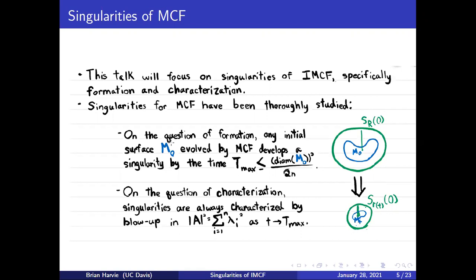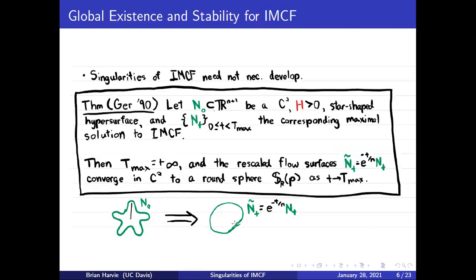So these are the two results to keep in mind for mean curvature flow. You always have singularities forming in a prescribed time interval, and they're always characterized by blowup in at least one of the principal curvatures as you approach the singular time. So how does this picture look different for inverse mean curvature flow? Well, for one thing, singularities under inverse mean curvature flow don't always need to develop, as you saw with the round sphere example.